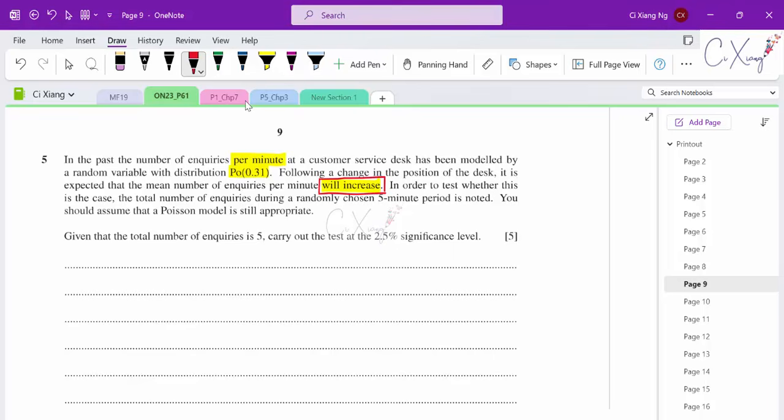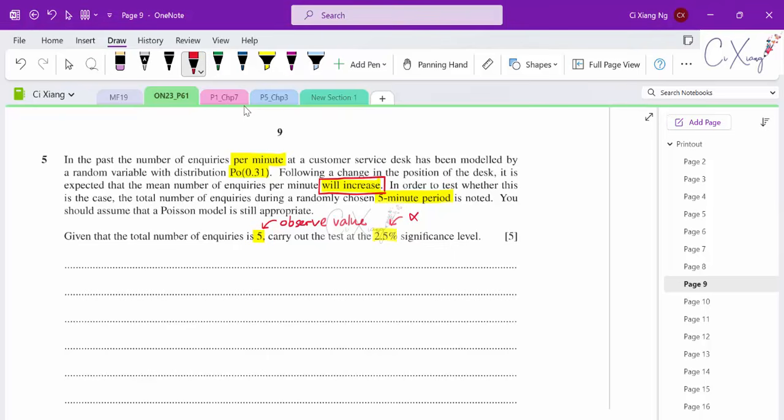So in order to test whether this is the case, the total number enquiry during a randomly chosen 5-minute period is noted. So we are interested for the 5-minute period. Okay, when you want to carry out the test, we are interested for the 5-minute period instead of the 1 minute. So you should assume that a Poisson model still appropriate. Okay, given that the total number of enquiry is 5, so this is our observed value. And basically, we are going to use this observed value to calculate the p-value later. Alright, then they want us to carry out the test at the 2.5 significance level. So again, 2.5% here will be our alpha, which is the significance level.